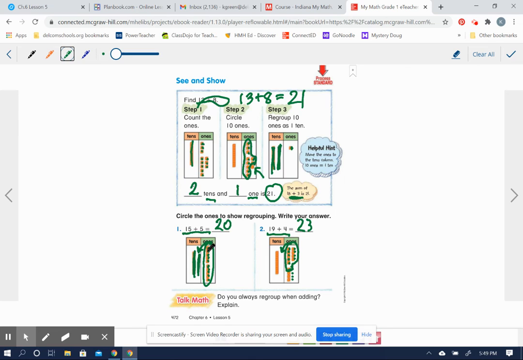Okay, do you always regroup when you're adding? The answer to that is no. What we were doing last week, we were adding two-digit numbers, but the reason we did not regroup last week is because when we added the ones together, the sum was not more than 10. When the sum of your ones is 10 or more, then we have to regroup.